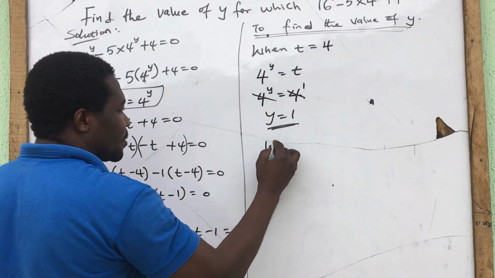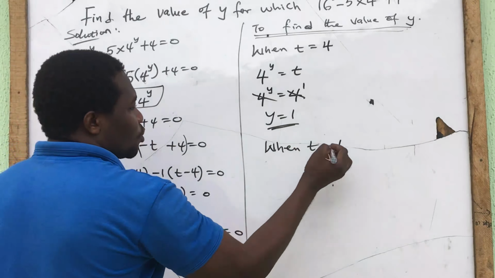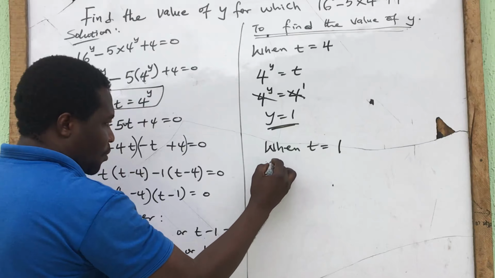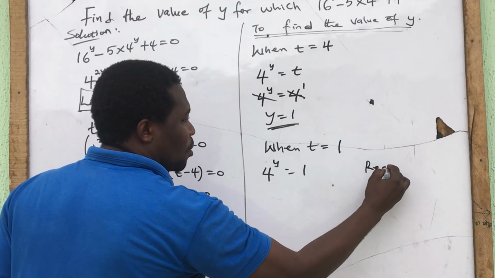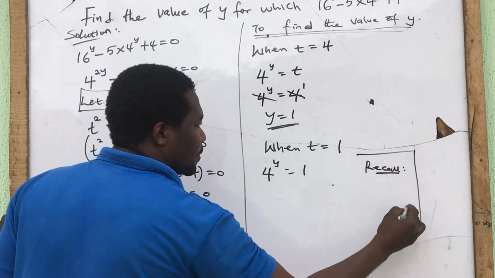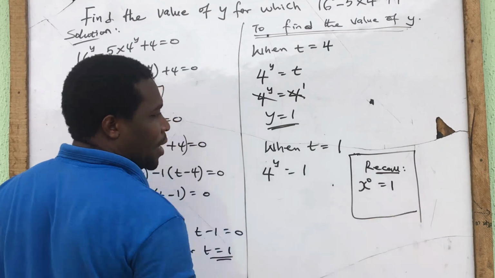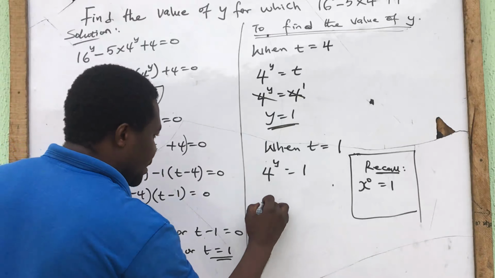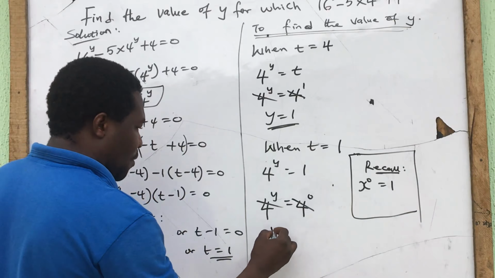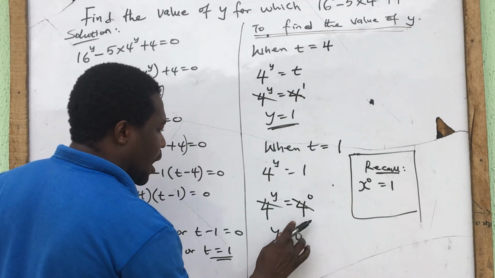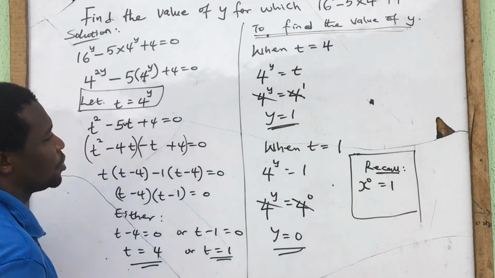Then when t equals 1, 4 raised to power y equals 1. Recall that x raised to power 0 is 1. Then from that, 4 raised to power y equals 4 raised to power 0. Therefore y equals 0. So the value of y is either 1 or 0.